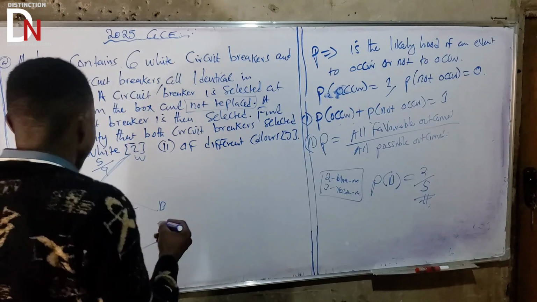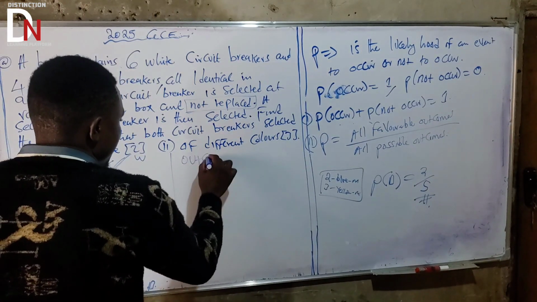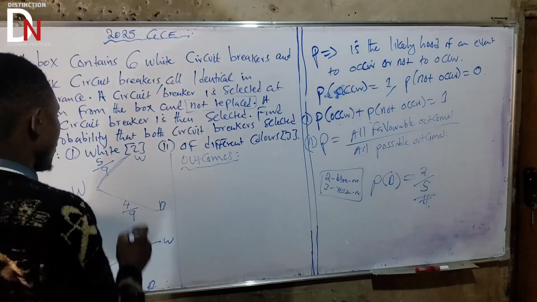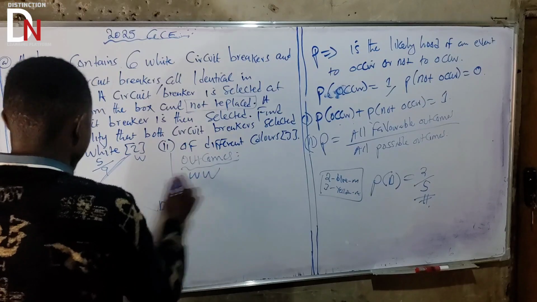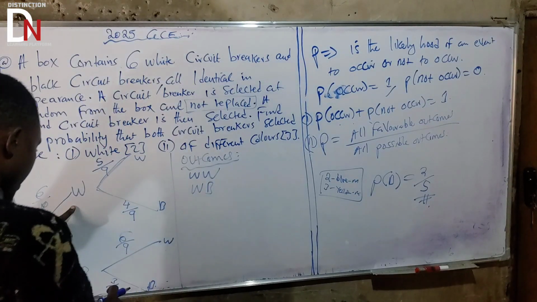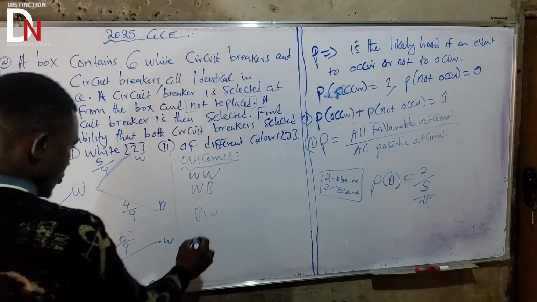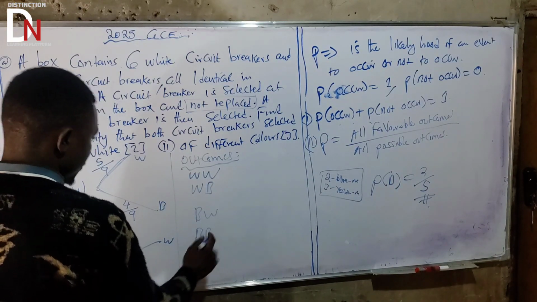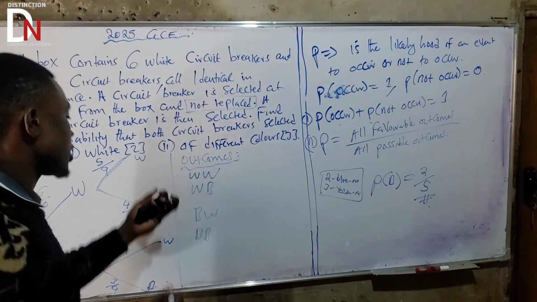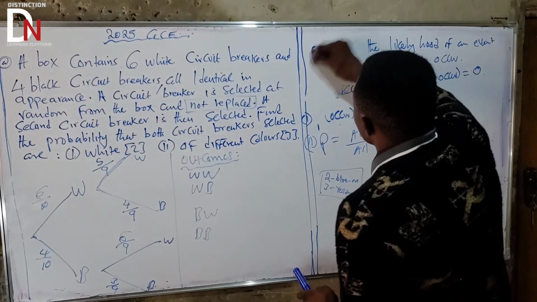I can look at the outcomes. So the outcomes here I have white, white, black. Great. I have black, white, white. I have black. So from the outcomes, these should be able to help me to answer these questions. Great. Okay.